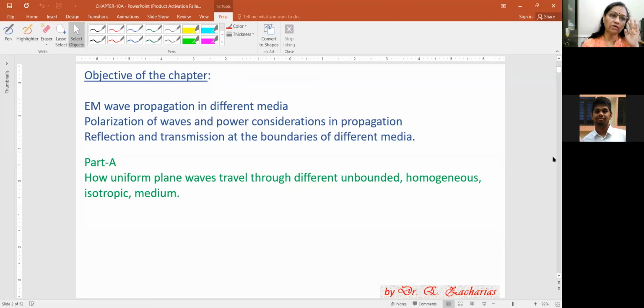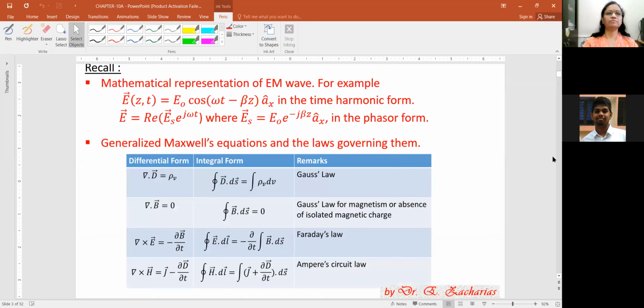So now we are going to start off with part A. It's how uniform plane waves will travel through different unbounded, homogeneous, isotropic media. These words are all clear. You know what is homogeneous, you know what is uniform and isotropic medium. We are talking about unbounded. When I'm talking about unbounded, what I mean is there is no boundary at all. You may be talking about propagation of a wave through space. That's an unbounded medium. So we are talking about that in this particular portion.